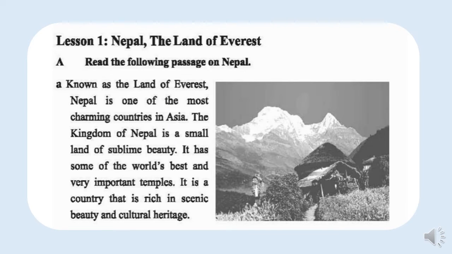Okay, it's time to read the text. We have a large text of 6 paragraphs in our English for Today book. Let's try to read it. Lesson 1. Nepal, the land of Everest. Known as the land of Everest, Nepal is one of the most charming countries in Asia. The Kingdom of Nepal is a small land of sublime beauty. It has some of the world's best and very important temples. It is a country that is rich in scenic beauty and cultural heritage.